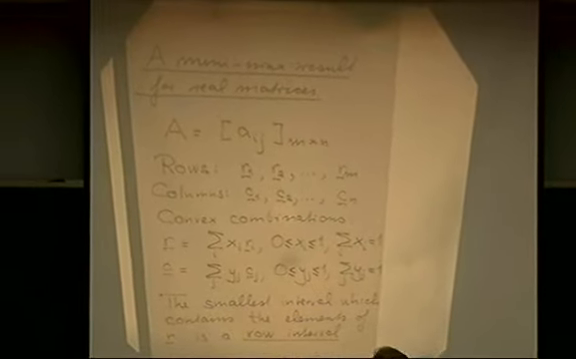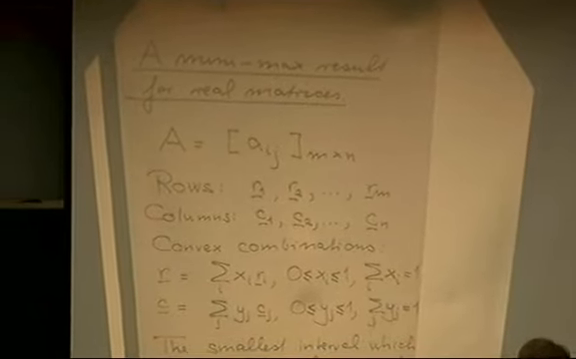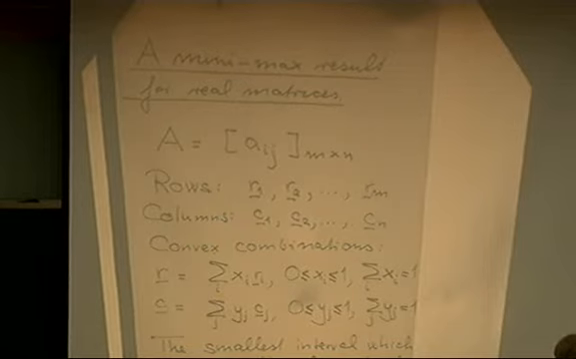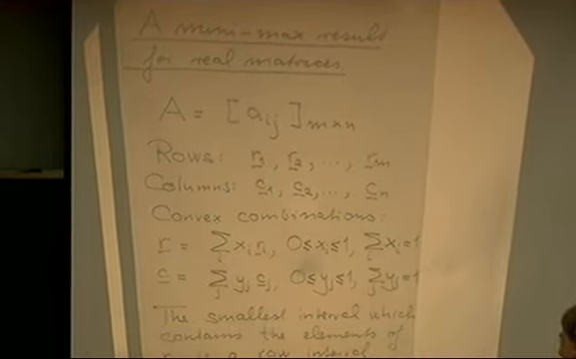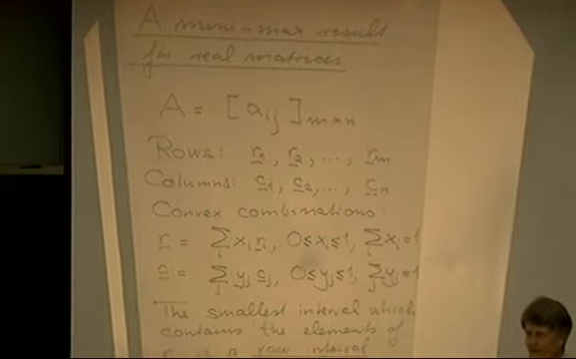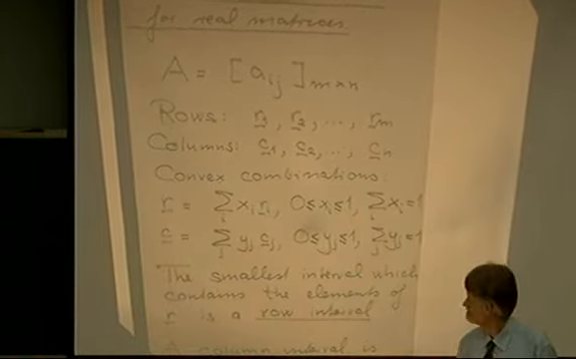So we consider a real matrix A. The numbers a_ij are real numbers. The rows will be numbered R1, R2 up to Rm. So it's an m by n matrix. The column vectors are C1, C2 up to Cn. And then I'm going to look at convex combinations.